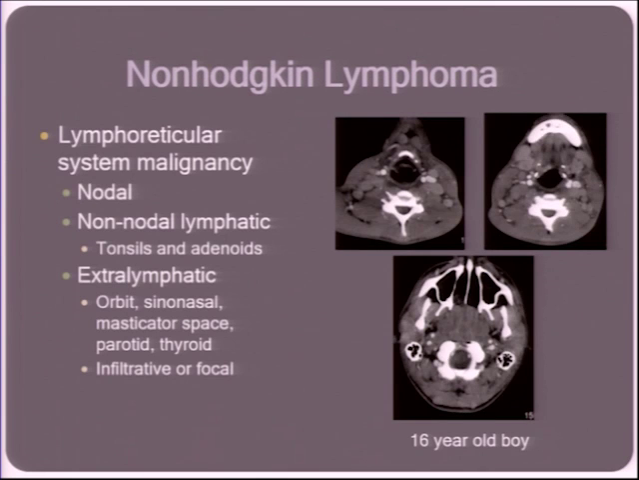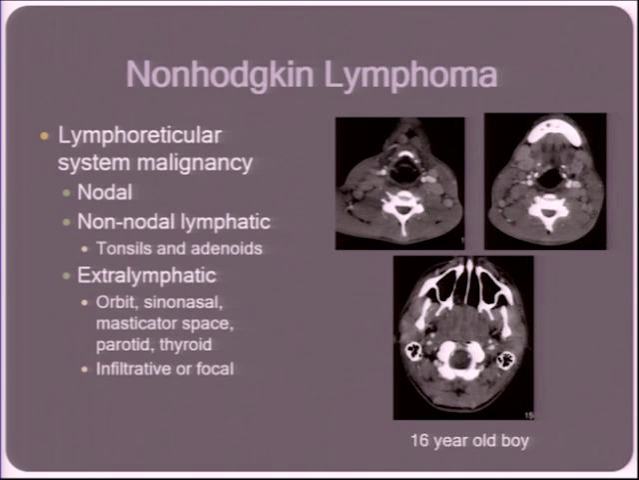So Burkitt lymphoma is a subtype of non-Hodgkin lymphoma. These are malignancies of the lympho-reticular system, and in the head and neck, we divide them into 3 types based on location. Nodal, non-nodal lymphatic, arising from the palatine or lingual tonsils or adenoids, or extralymphatic, which can occur almost anywhere in the head and neck. These extralymphatic lymphomas can be infiltrative or focal.